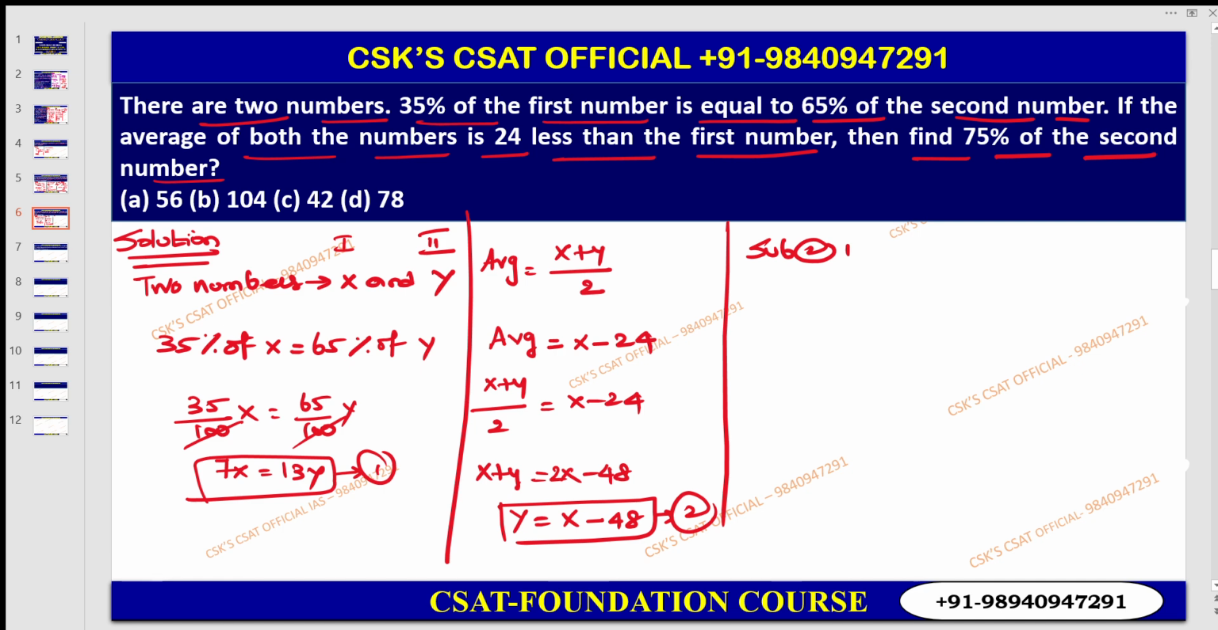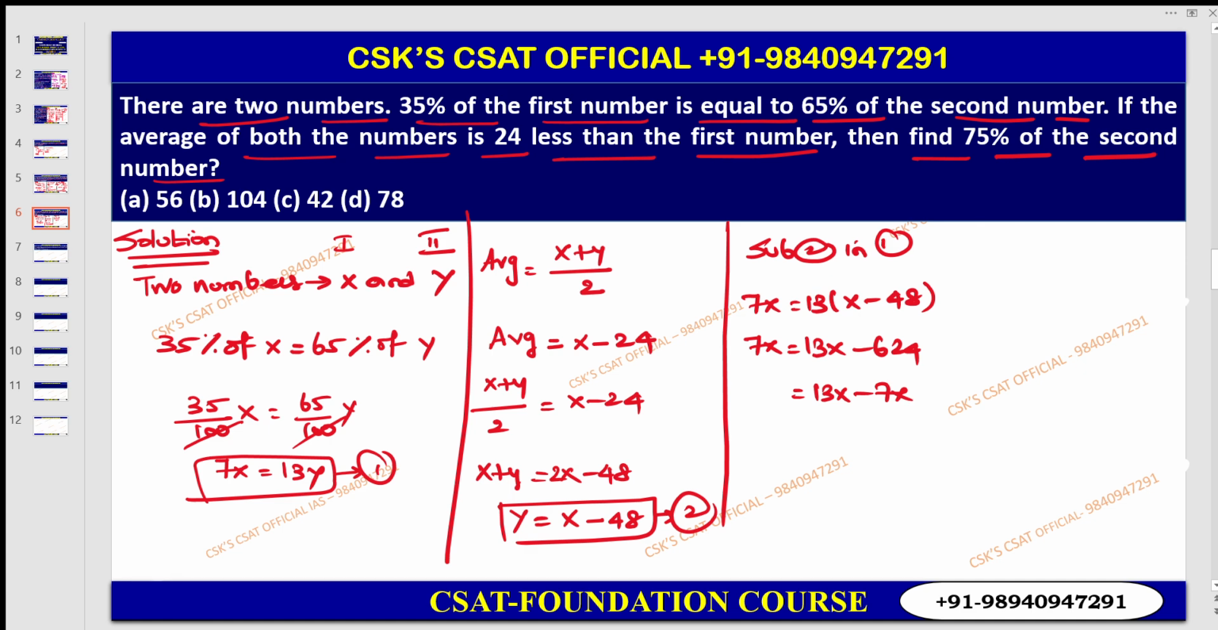Now substitute 2 in 1. So now 7x, which is nothing but 13 into x minus 48. Now rearrange. 7x is equal to 13x. Just multiply this inside the bracket here. Okay, so minus 624. Rearrange.